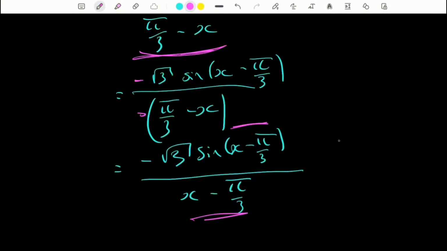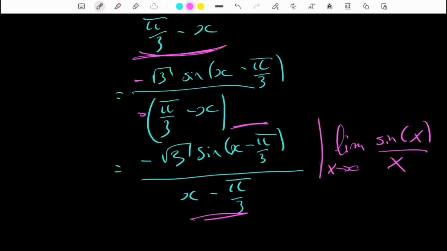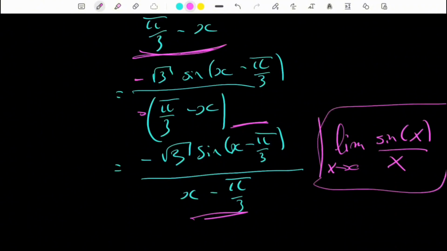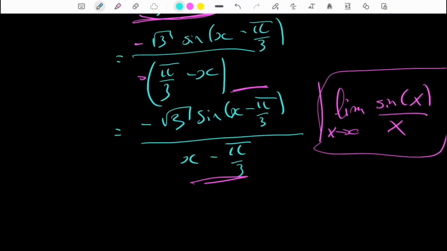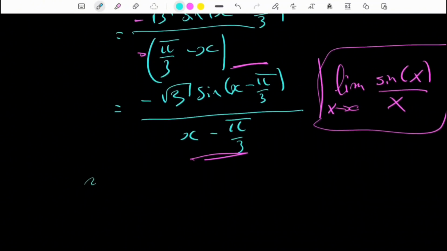Because we know the limit when x tends to 0 of something which has the form of sine of x over x. Okay, we know this limit, so we want our limit to look like that. So now let's just change variables and call capital X equal to x minus pi over 3.